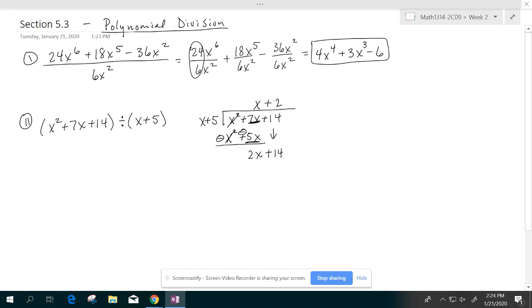2 times x. 2 times 5. Draw the line, change the sign. Draw the line, change the sign. It'll work every time. And then 2x minus 2x. Cancel. 14 minus 10. Oh no, we got a remainder. That's a remainder of 4.